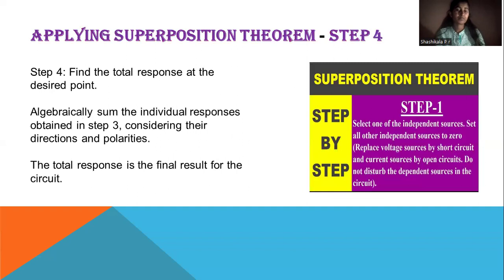In step 4, we find the total response at the desired point. Algebraically sum the individual responses obtained in the previous steps, considering their directions and polarities. The total response is the final result for the circuit. The total response which comes from the four steps is the final result for the superposition theorem circuit.